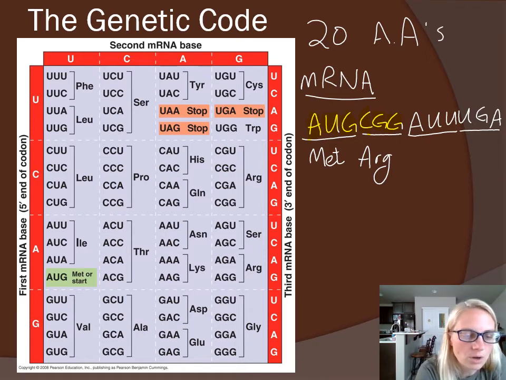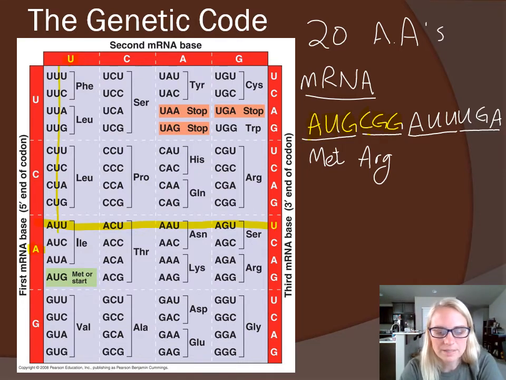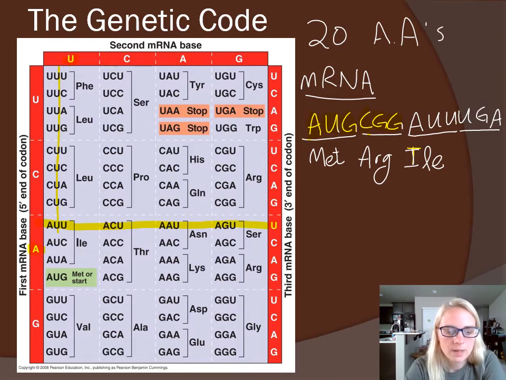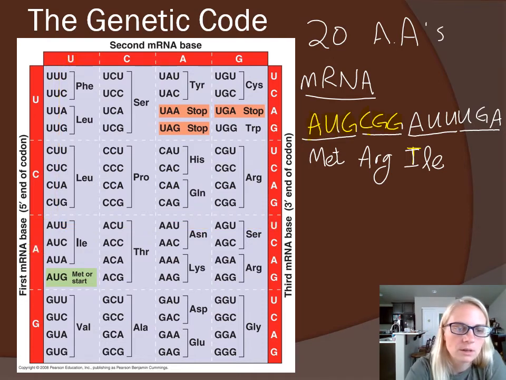Okay, so A, U, U, right here. So that's going to be isoleucine. That's ILE. Okay, one more. So I'll give you a minute to see if you can get UGA while I do my erasing here. UGA.